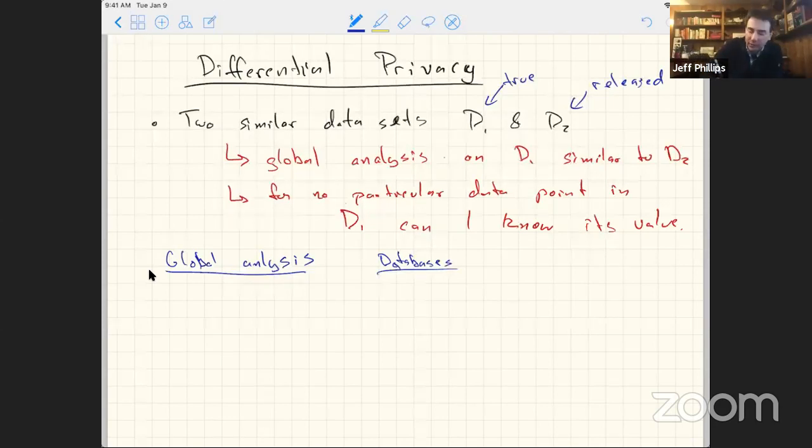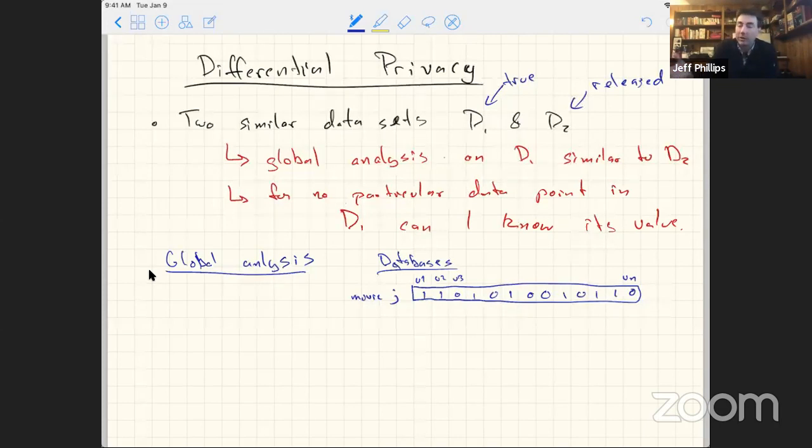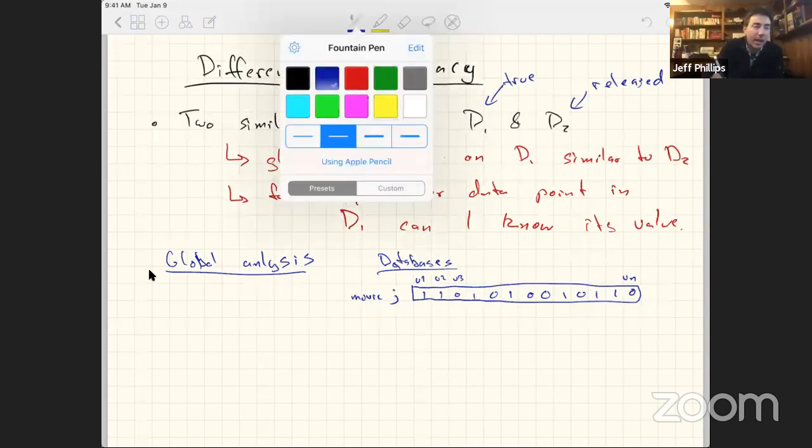Did I watch a movie or not? So think of a data set, and this is user 1, user 2, user 3, up to user N. This is movie J. So did I watch the Twilight series? And I have these bits inside of here. 1 means they watched, 0 means they didn't watch.